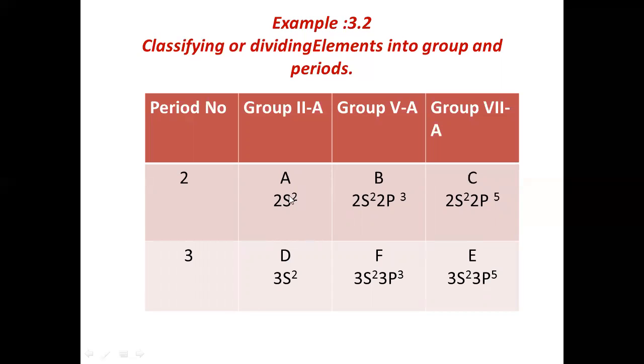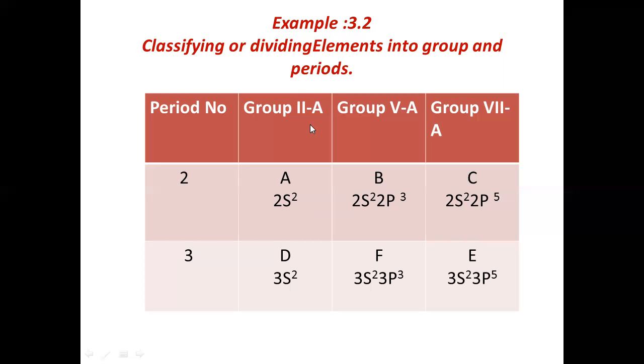How many electrons are present in this outermost shell? 2. So it is present in group 2A. How many electrons are present in this subshell? 2. So group 2A, because the valence electrons decide the group number. So 2 electrons in the outermost shell means these elements are present in group 2A of the periodic table. In this case, the total number of electrons is 3 plus 2, 5. So B is present in group 5. Same here, 3 plus 2, total 5, so F is also present in group 5.